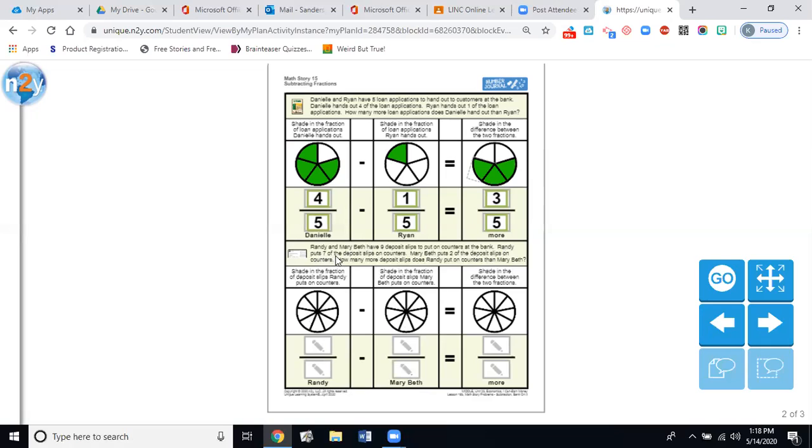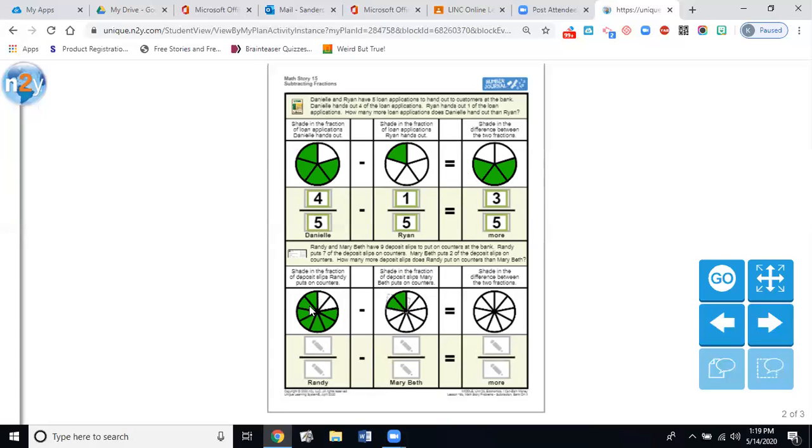Okay, so how many deposit slips did Randy put on the counter? Randy put 7 of the deposit slips on the counter. So let's go ahead and shade 7 of these parts. 3, 4, 5, 6, 7. Okay. Let's shade this one. How many did Mary Beth put on the counter? So she puts 2 of the deposit slips on the counter. 1, 2. Okay.